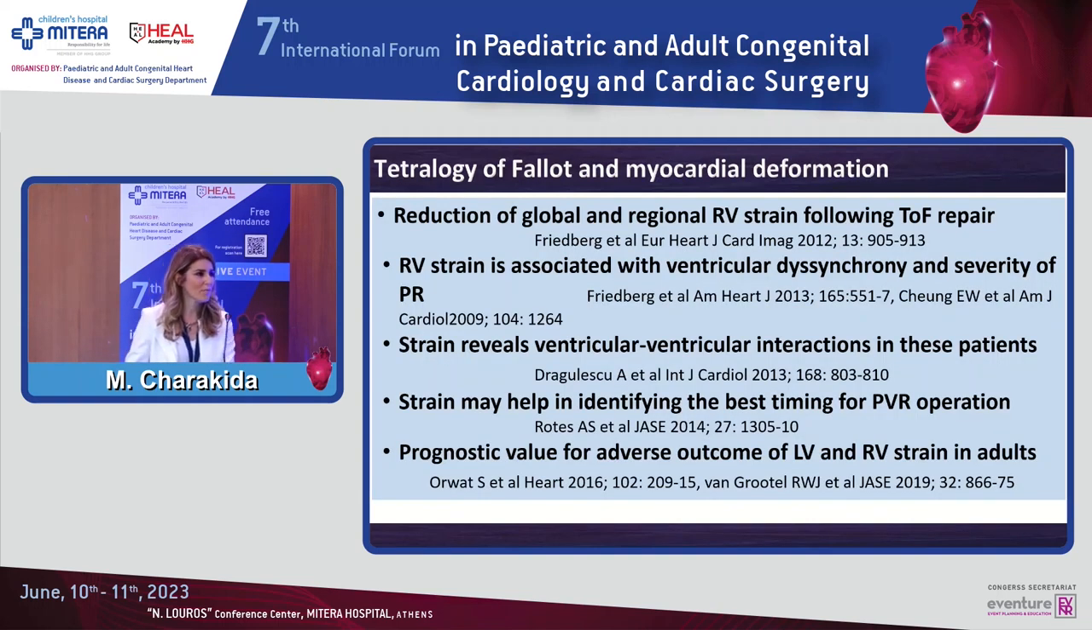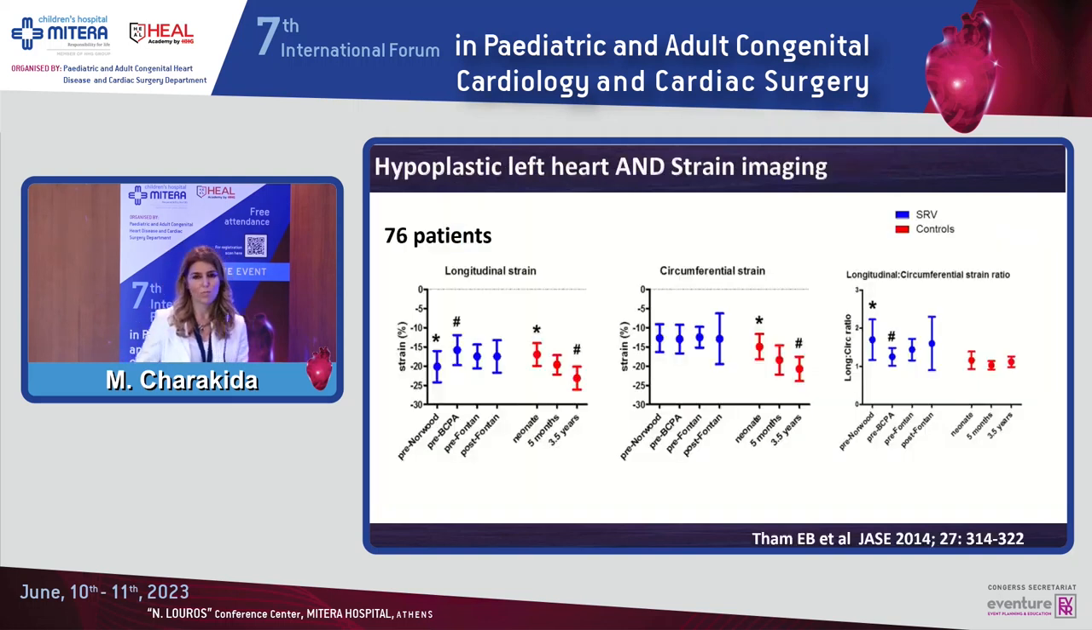And we have a number of studies in tetralogy of Fallot patients that provide additional information using speckle tracking. After tetralogy of Fallot repair, we can see that there is reduction in the regional RV strain. We have associated strain measurements with ventricular desynchrony and the severity of pulmonary valve regurgitation. It can give us information about ventricular interactions and can help us identify the best timing for pulmonary valve replacement. Now, we have information, unfortunately, only in adult studies that, by using right ventricular strain, we can have prognostic information about adverse outcome in this group of patients.